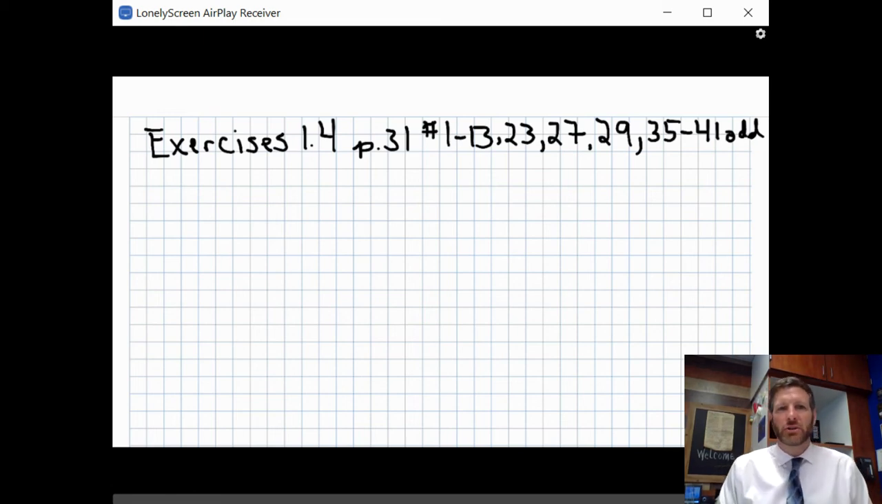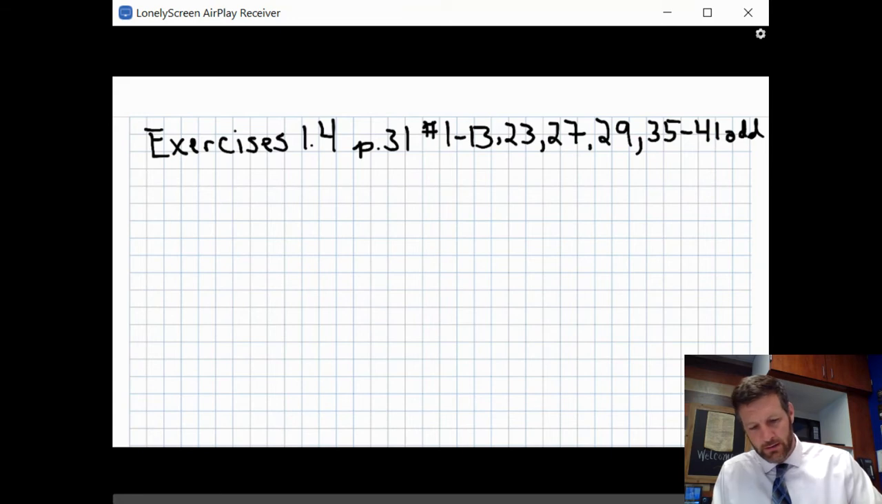Here we are. Exercises section 1.4. We're working on pairs of angles, and you've got the problem set there starting on page 31 up above. I'm going to be working with you on numbers 1, 9, 11, 27, 35, 37, and 41 really quick. And so let's jump right in.